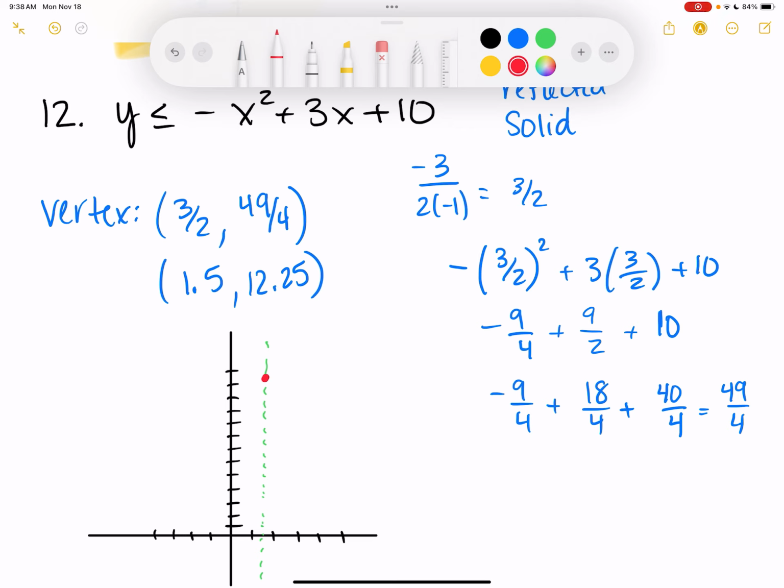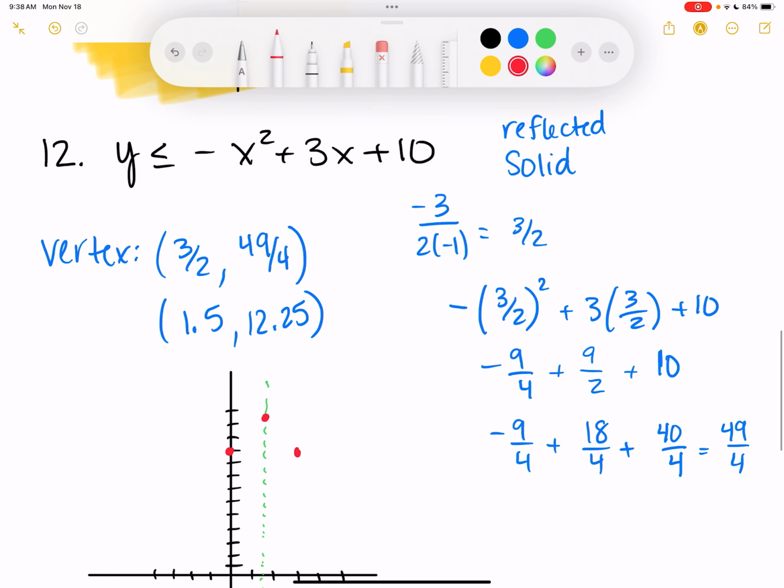0. If I plug in 0, what do I get? 10. So we count 1, 2, 3, 4, 5, 6, 7, 8, 9, 10. Right. So 1.5 that way, we go 1.5 this way. It's a solid line, so I'm going to draw that first. We go down. What did we just plug in? 0, and we got 10.